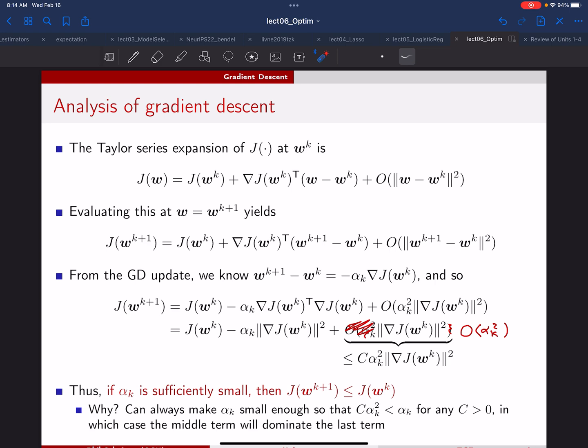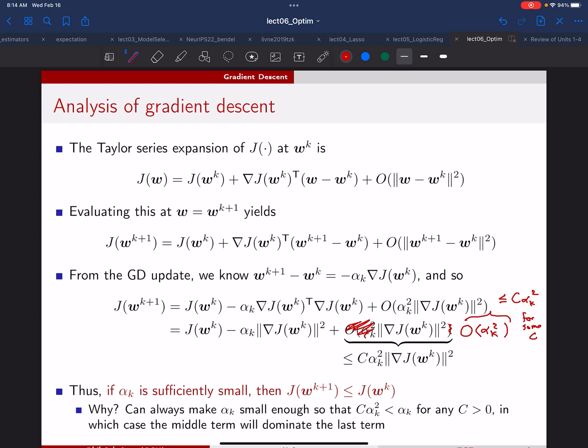So how can we justify that this second term is going to overwhelm the first term? For this, we can again appeal to the definition of big O. When we see big O of alpha k squared, we have to remember what that means. It means that for small enough alpha k, we can upper bound this by the term c alpha k squared, for some c.